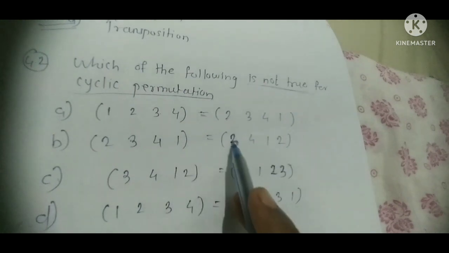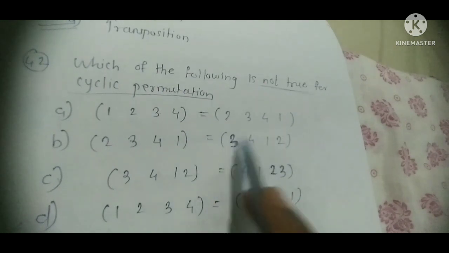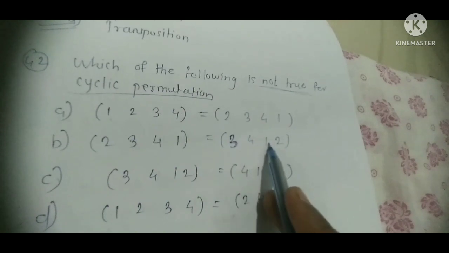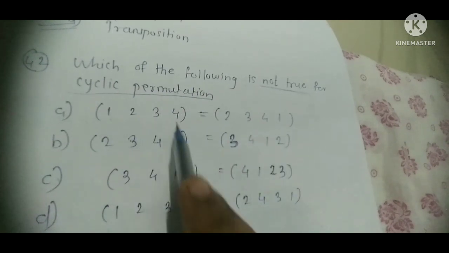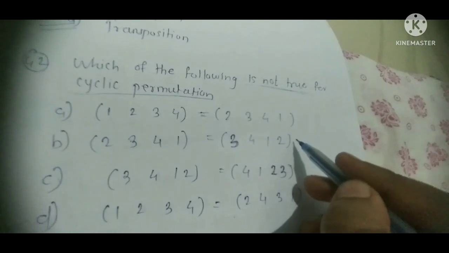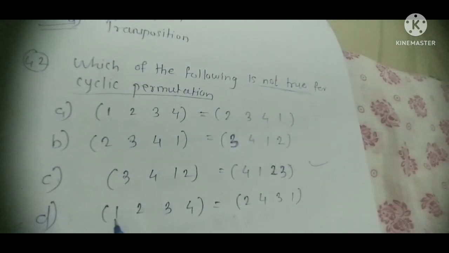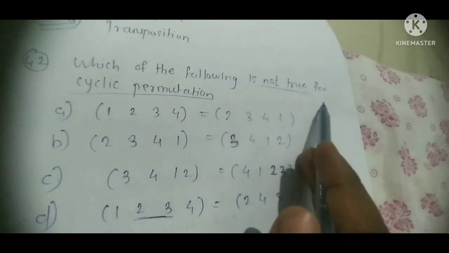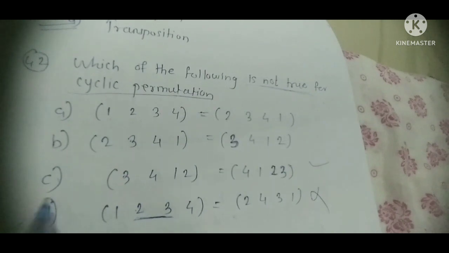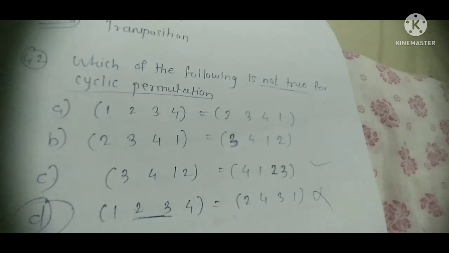In the second option, 2 maps to 3, 3 maps to 4, 4 maps to 1, 1 maps to 2 and 2 maps to 3. This is also correct. C is also correct. So check D. 1 maps to 2, and here 2 maps to 3, but in the other 2 maps to 4. So this is the wrong one. They are asking which is not true for a cyclic permutation, so option D is not a cyclic permutation.